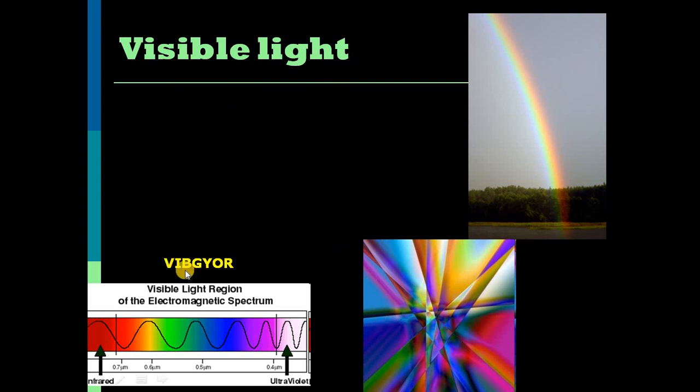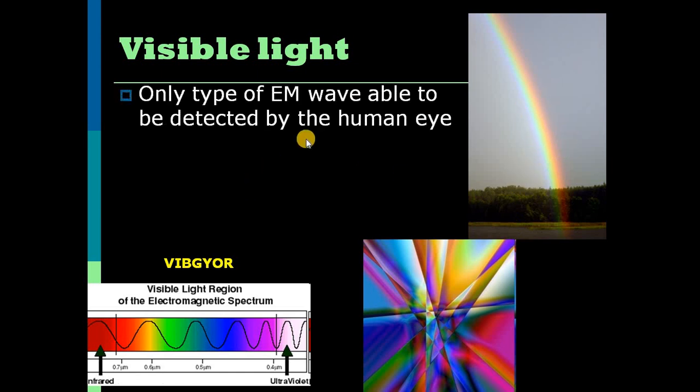In it we can have all 7 colors. The pattern that we call VIBGYOR: violet, indigo, blue, green, yellow, orange and red. So this is the visible light spectrum, which starts from 7,000 angstrom unit to 4,000, or 0.7 micrometer to 0.4 micrometers, starting from near infrared to ultraviolet radiations. This is the rainbow that we can have, having the 7 colors. It is the only type of electromagnetic wave able to be detected by the human eye.